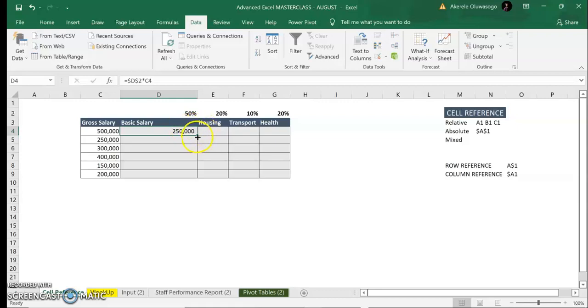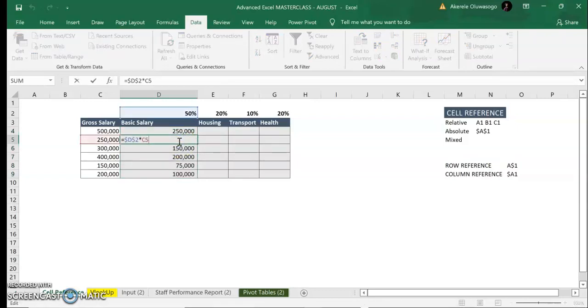If you double click on your autofill handle edge, you can see it has copied down the formula for the rest. Let's see what happens if I double click on the 25,000 naira. You can see as the formula is moving downward, 50% is constant, it's not moving. When I go to the third cell and I double click on the 150,000 naira, you can see it's using 50% for all the gross salary. That is what we call absolute cell reference in Excel.